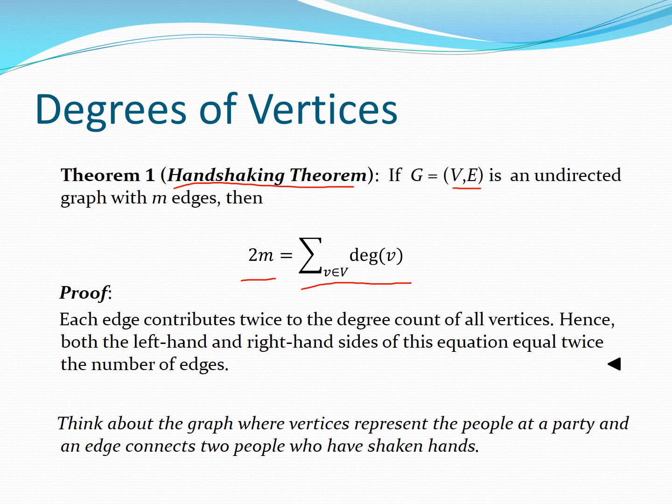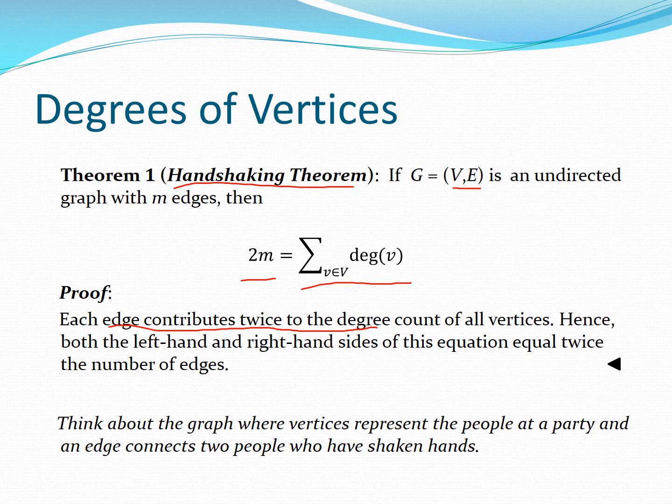So the proof is very simple and straightforward. We know that each edge is going to contribute twice, one for each end vertex that it's connected to. And therefore both the left hand side and the right hand side of the equation are going to be equal to twice the number of edges. So if you take an edge in the graph, it's going to contribute one to one end vertex and once to the other end vertex.